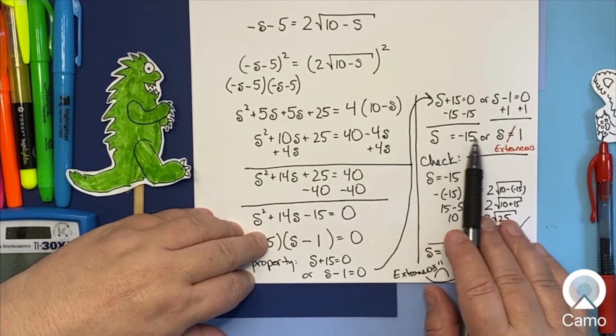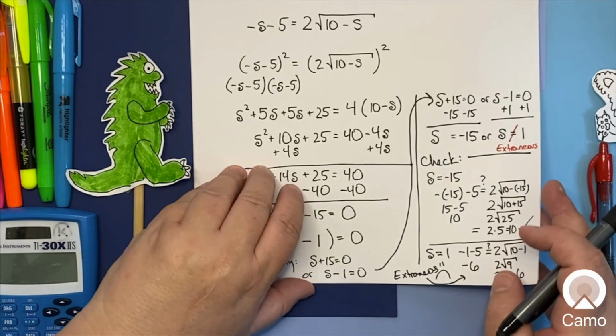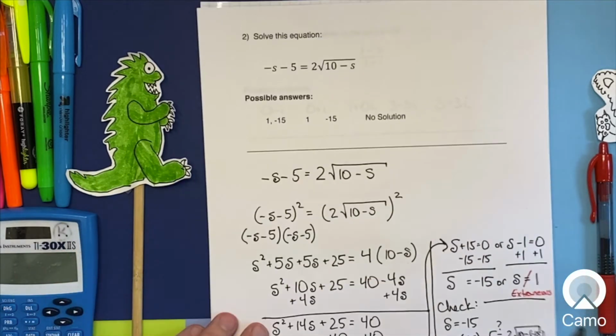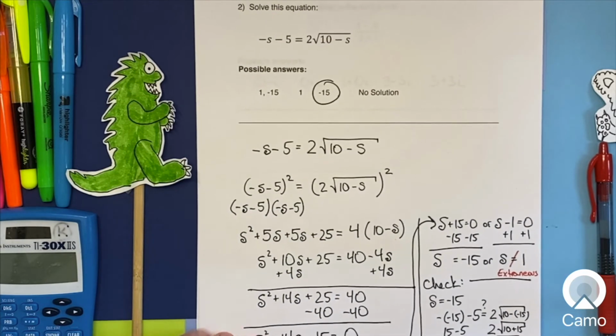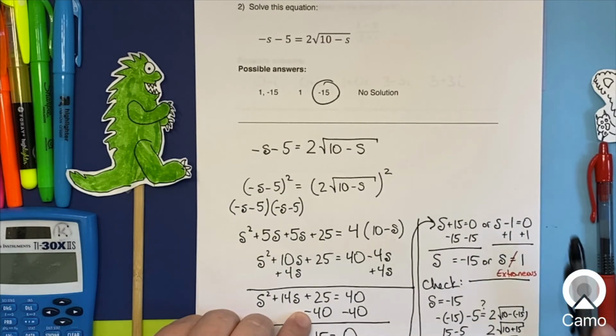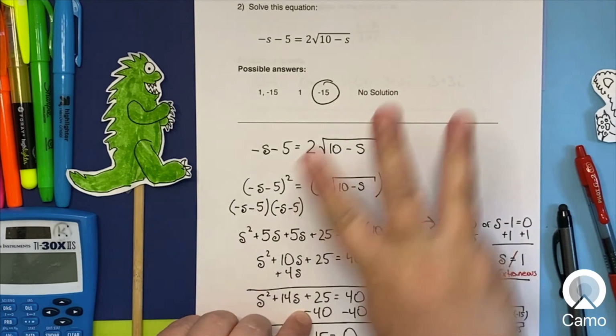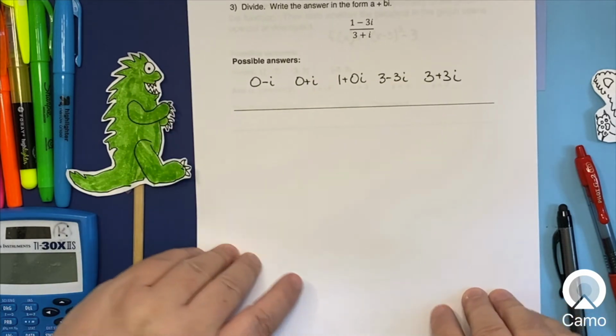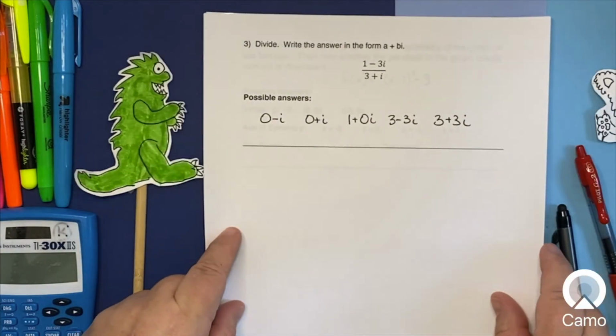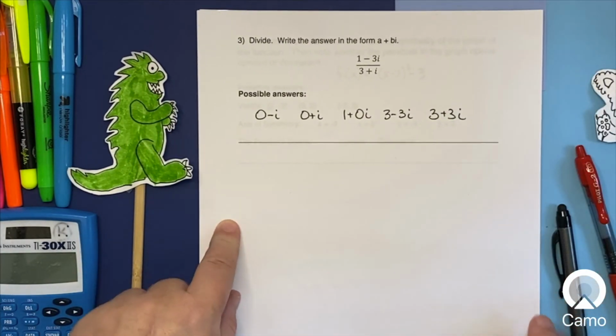S equals negative 15 is the correct answer. It's the only answer. There's only one answer to this. So it's that one. So just make sure you check your answers before you get them. Okay, we got 2 down, 3 to go. Woohoo! Now, personally, this is 7.